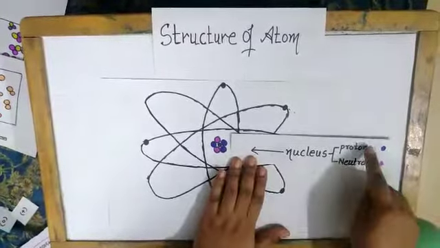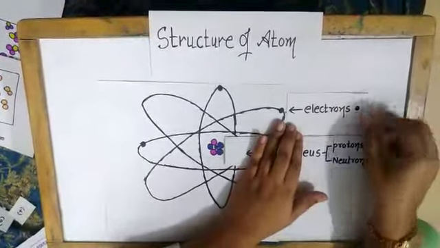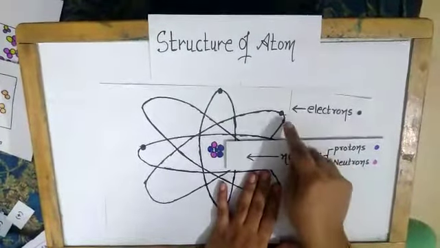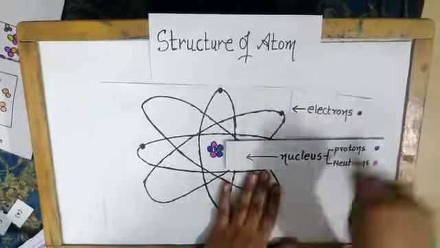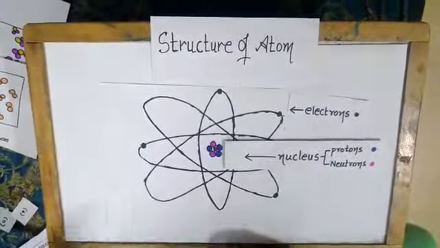So the nucleus is made up of protons and neutrons, and then you can see here this black dotted structure, that is electrons, and electrons are spinning around the nucleus at a very high speed. So that is the structure.